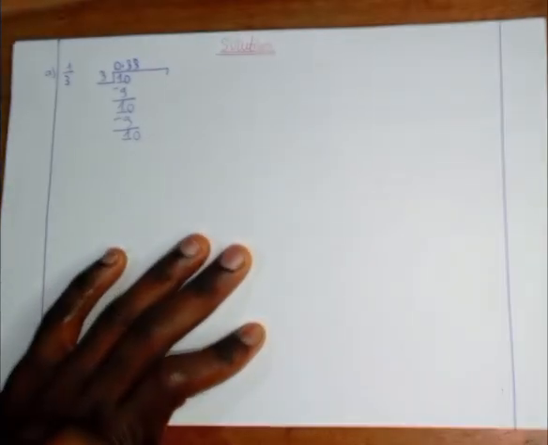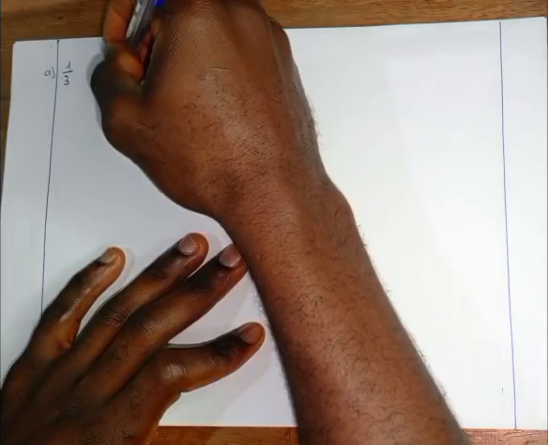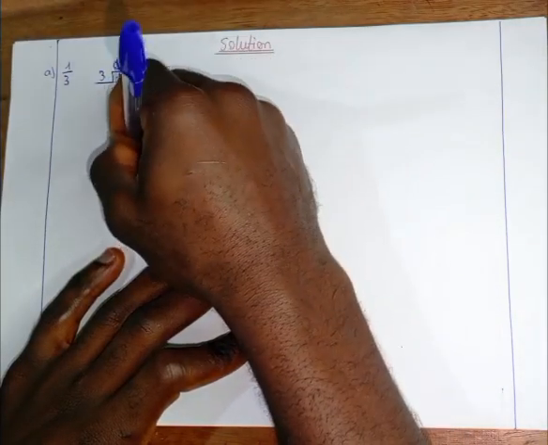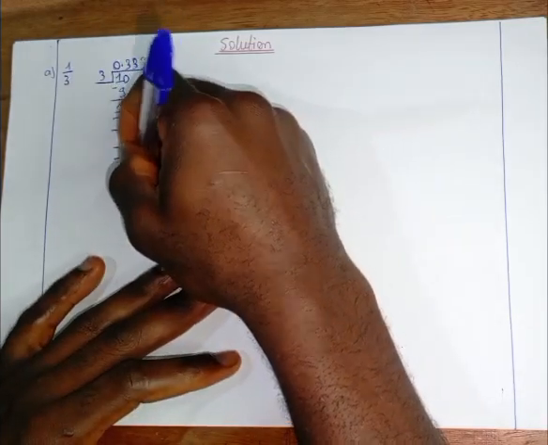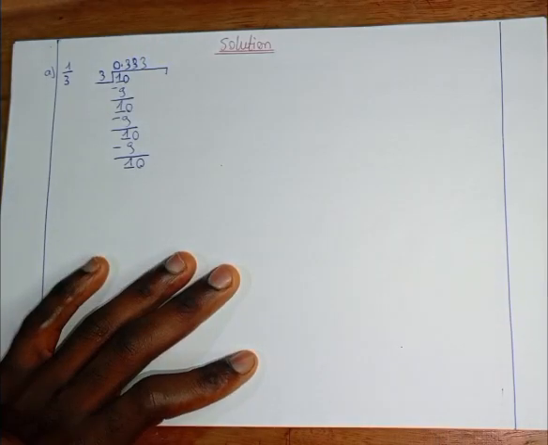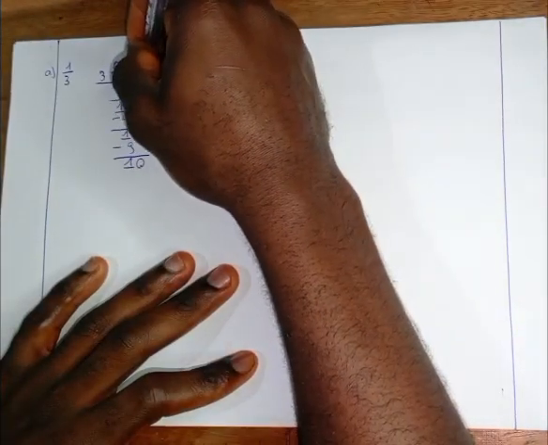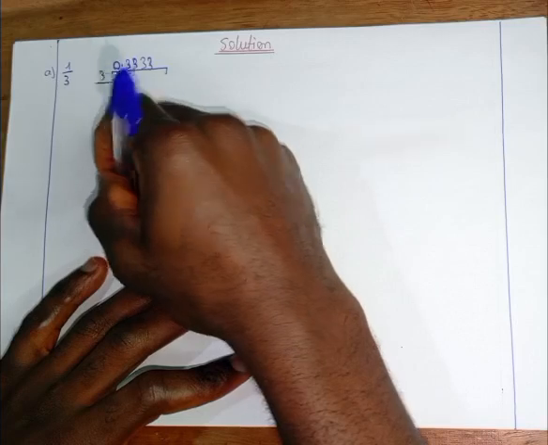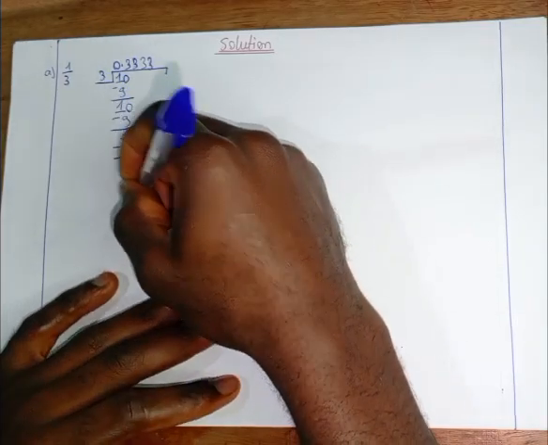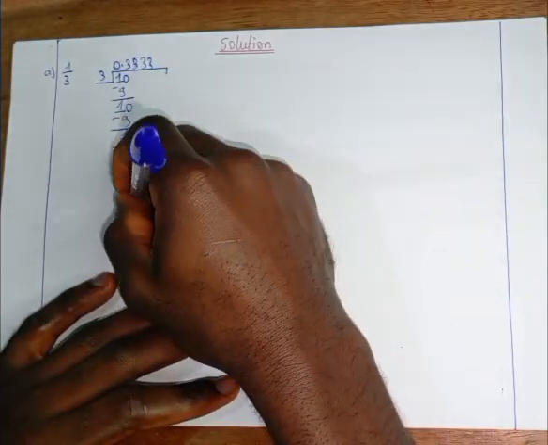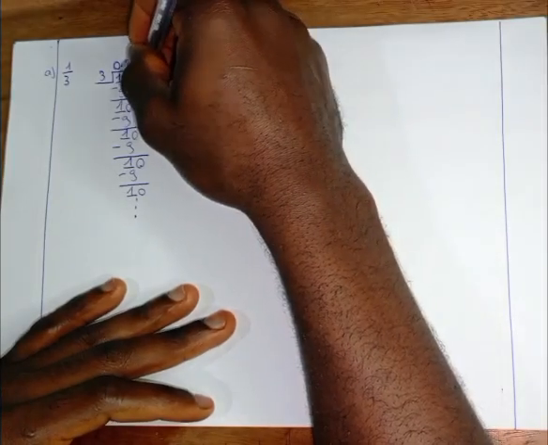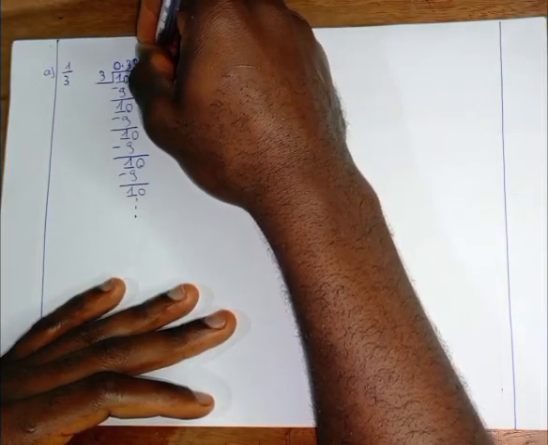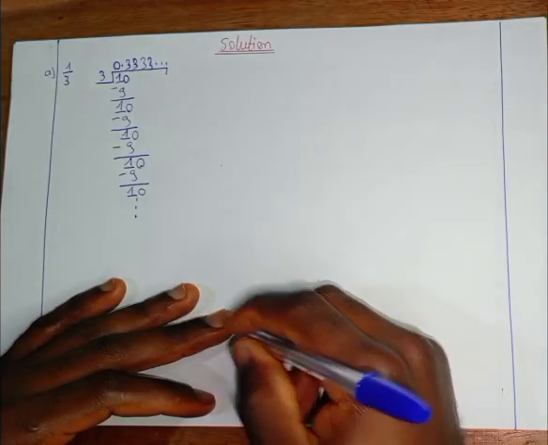We attach a 0 for the third decimal place. 10 divided by 3 gives us 3. 3 times 3, 9. We subtract. 10 minus 9 gives us 1. We attach a 0 to 1, it gives us 10. 10 divided by 3 gives us 3. We subtract, it gives us 1. We attach a 0 for the fourth decimal place. So you see that the division continues. It is infinite. Here, the digit 3 will continue repeating: 3, 3, 3, 3, 3, and so on.